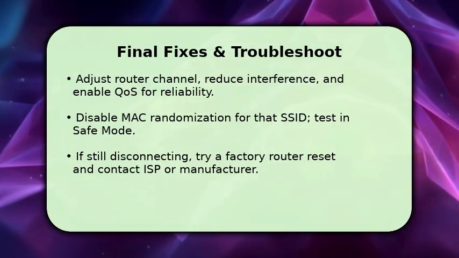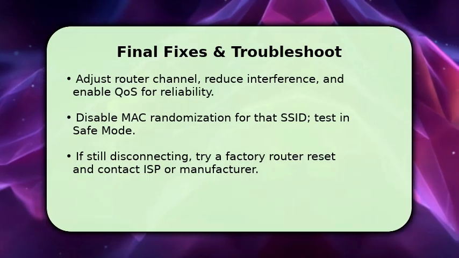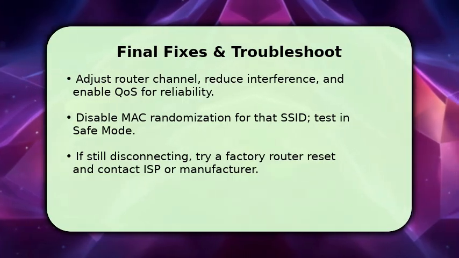third-party apps. If problems remain, perform a factory reset on the router only after backing up settings, and call your ISP or device maker. They can check line stability or known hardware issues.